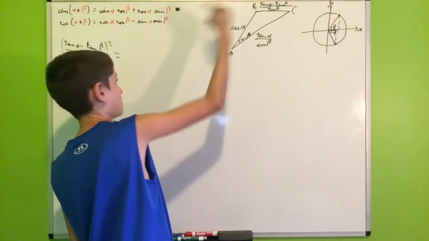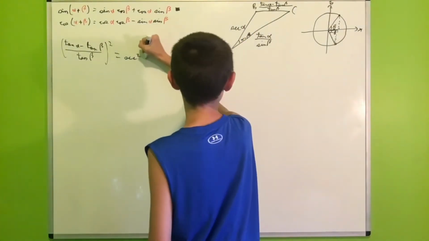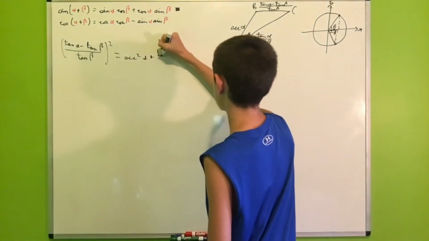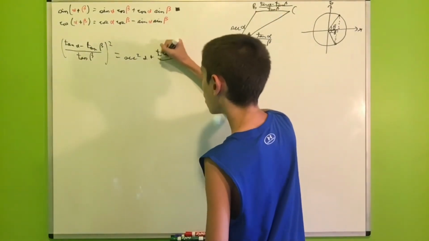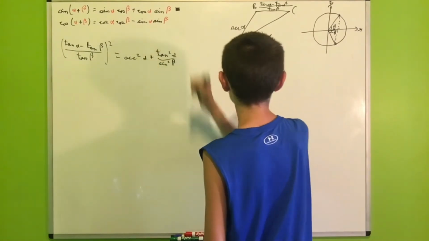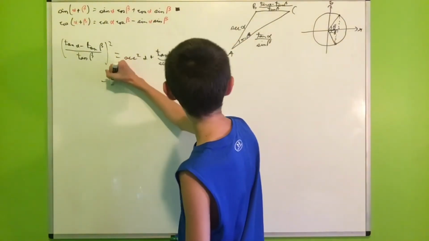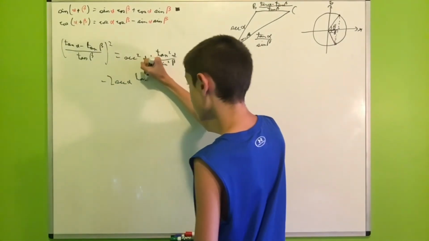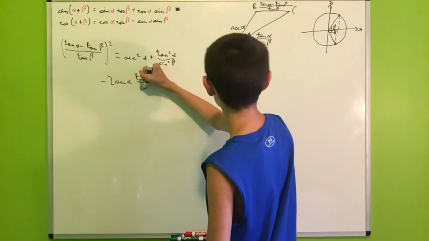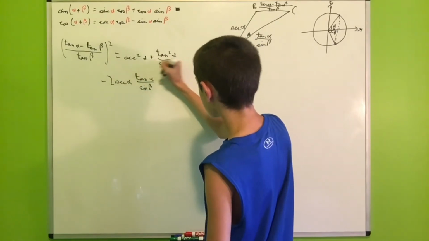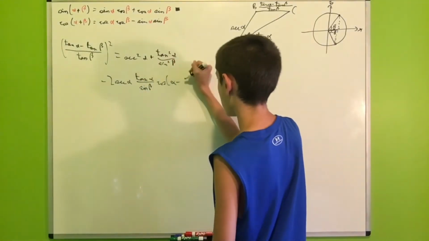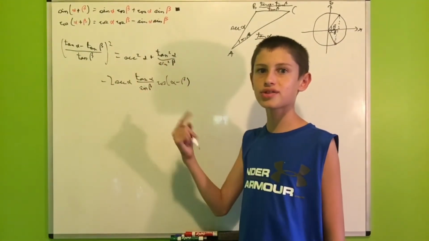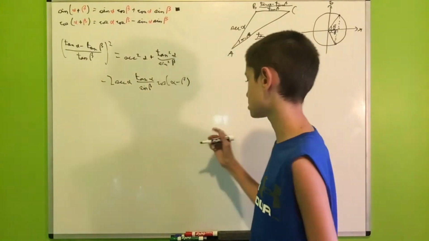Will be equal to AB squared, or secant squared of alpha, plus AC squared, or tangent squared alpha, over sine squared beta, minus 2 times AB secant alpha times AC tangent alpha over sine beta times cosine of alpha minus beta. Okay, and now I would like to rewrite everything in terms of sines and cosines.